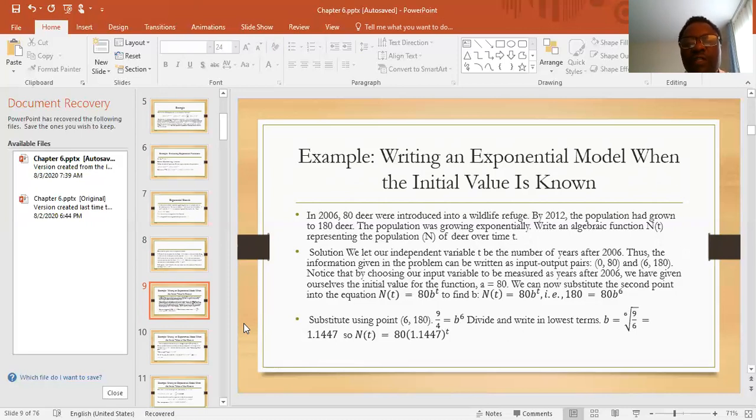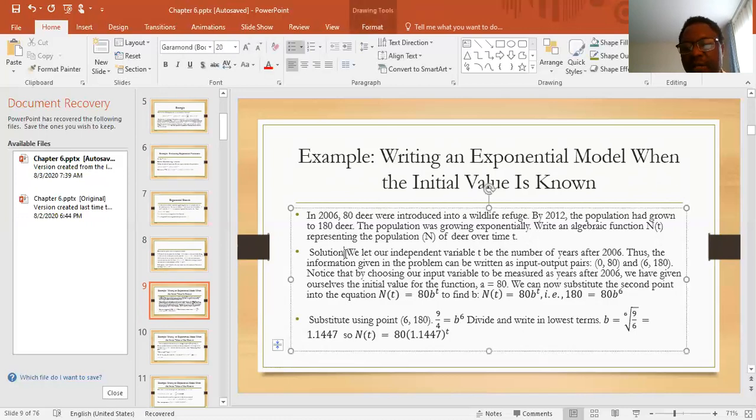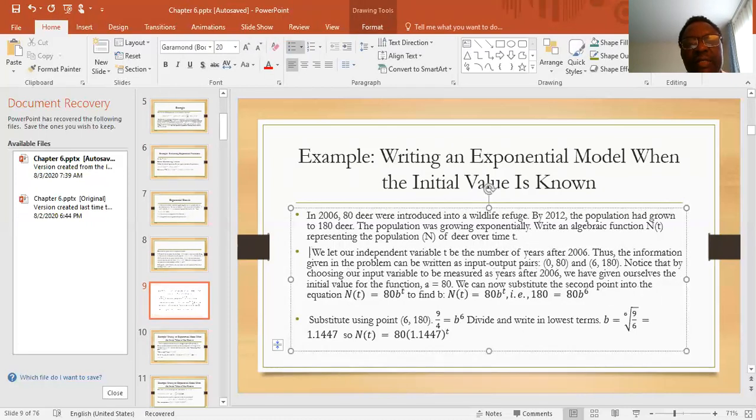To solve this problem, we first realize that 2006 is the initial time when t equals 0. So we have the initial value, t equals 0, and the population is 80. So we have (0, 80). And then we can observe that from 2006 to 2012, there are 6 years. So 6 years later, the population has grown to 180, which provides us with the second point.